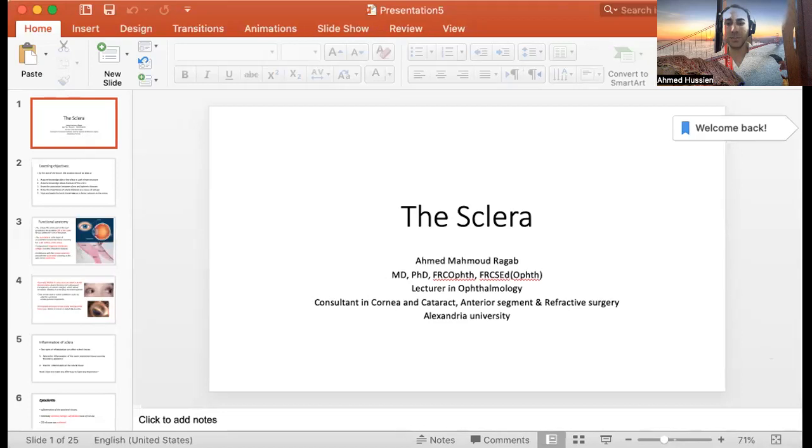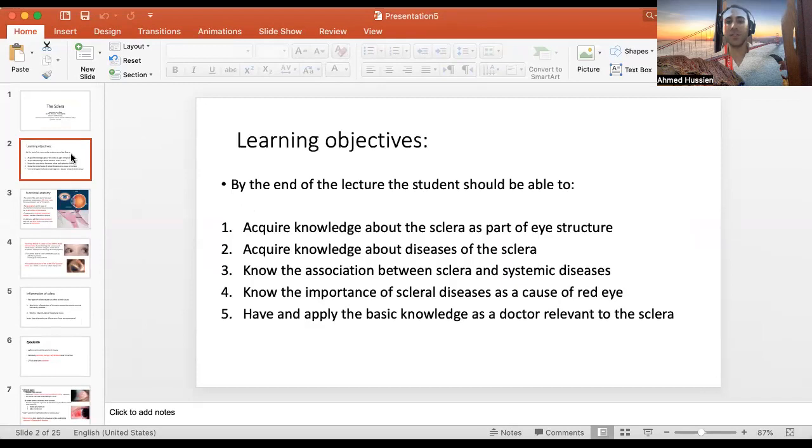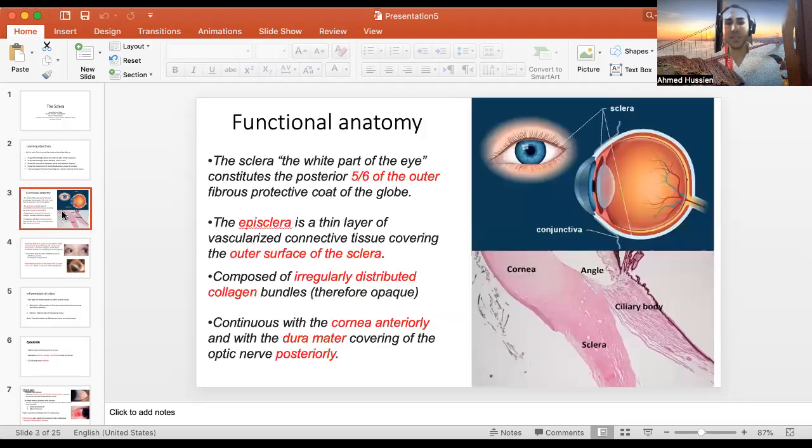Today, I'm going to discuss an important topic, which is the sclera. Today, we are going to discuss the importance of sclera as an eye structure. By the end of this lecture, you should acquire knowledge about the common diseases which affect the sclera, and know the association between the sclera and systemic diseases. In addition, you should know the importance of scleral diseases as a cause of red eye and apply this knowledge. So this is a hint regarding the anatomy of the sclera.